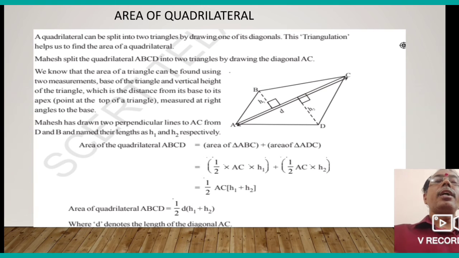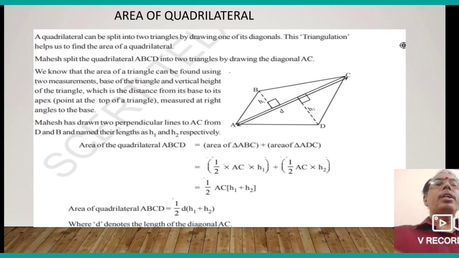One is ABC and the other is ACD. So now Mahesh split the quadrilateral ABCD into two triangles by drawing the diagonal AC. Okay, children, I am taking one student's name. So that's why here the quadrilateral is divided into two parts, that is ABC and ADC. Okay, two parts means two triangles. So we know that area of a triangle can be found using two measurements, which are base of the triangle and the vertical or height of the triangle, which is the distance from the base to its apex, that is the peak point of the triangle or point at the top of the triangle.